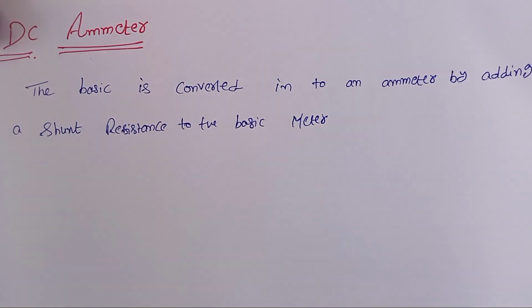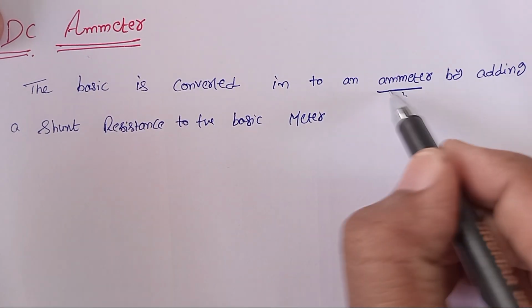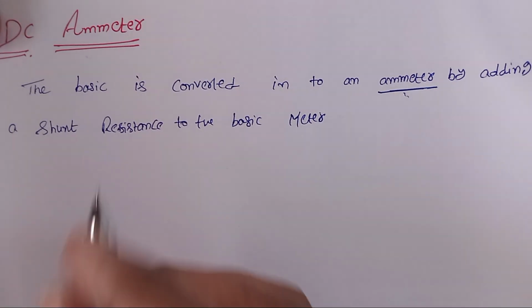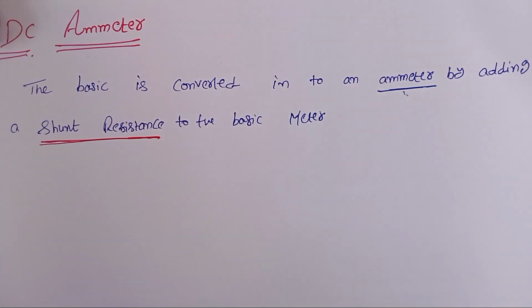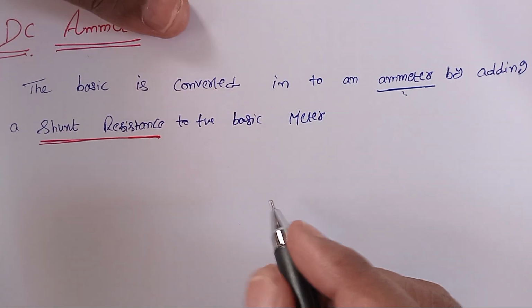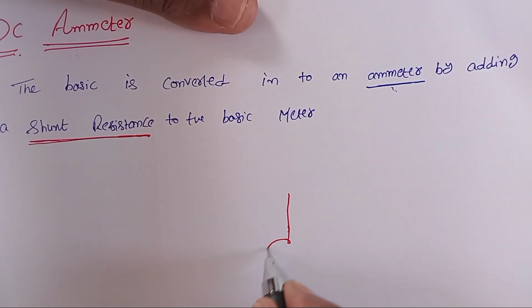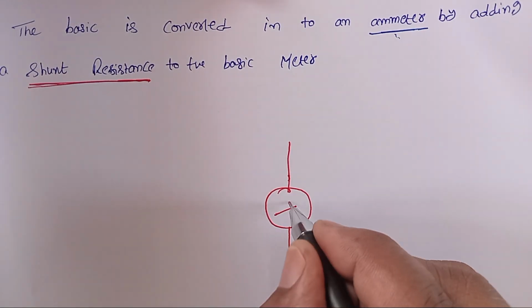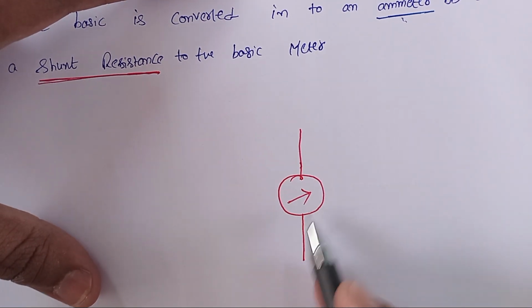Very important point. The basic meter is converted into an ammeter simply by adding a shunt resistance. Shunt resistance should be added to the basic meter. The basic meter representation will be done like this. Here it is the basic meter.